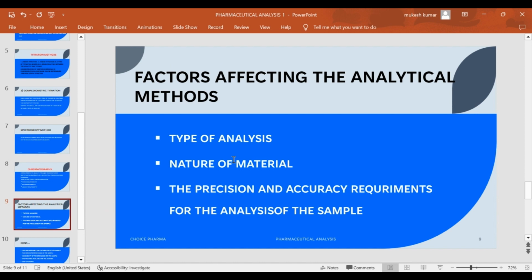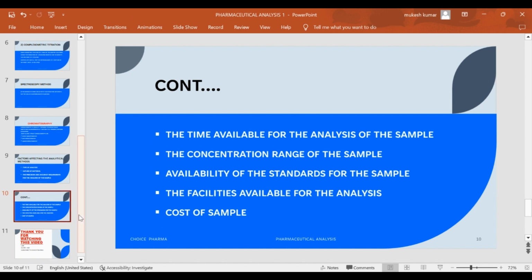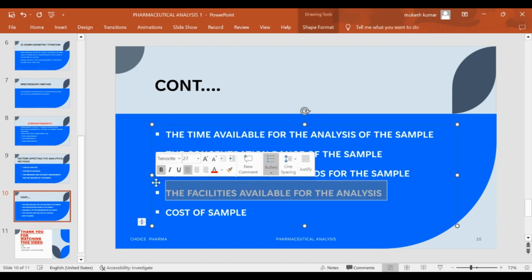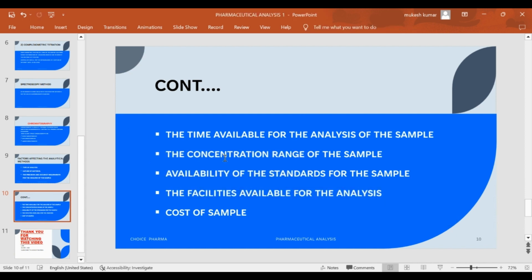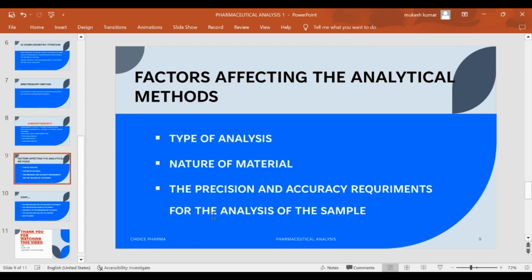Next is the precision and accuracy required for the analysis of a sample. Next is the concentration range of a sample. The selection of method is also affected by the concentration. Next one is availability of the standard for the sample. Cost of sample: the cost of the sample also affects the selection. Highly costly samples are analyzed by chromatography methods, and normal samples are analyzed by titration methods.